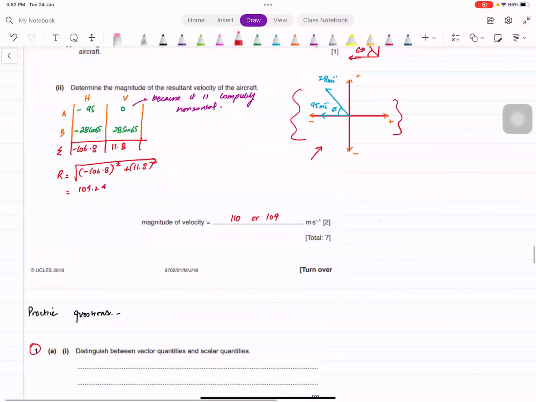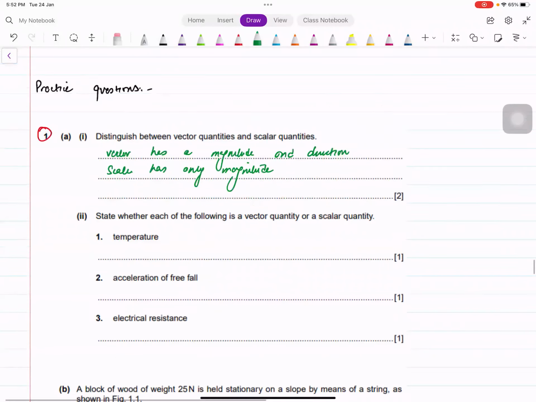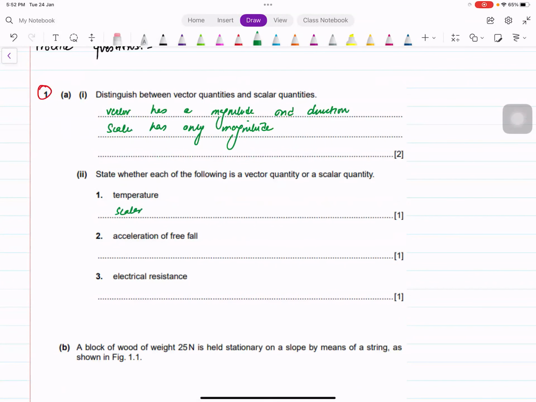Okay, now going forward. In this question, it says distinguish between vector and scalar quantities. Obviously, you can write: vector has a magnitude and direction. Scalar has only magnitude. So you can always write this. And then it says determine whether each of the following is. Temperature is definitely scalar. Acceleration is vector. And electrical resistance is scalar. So you should know that. That is on the list as well.